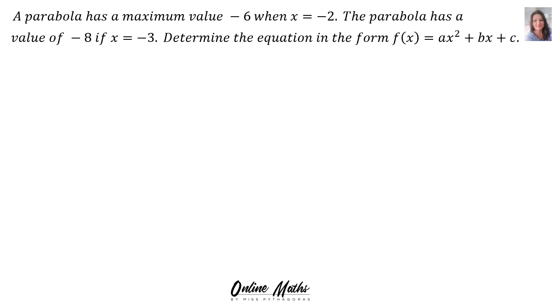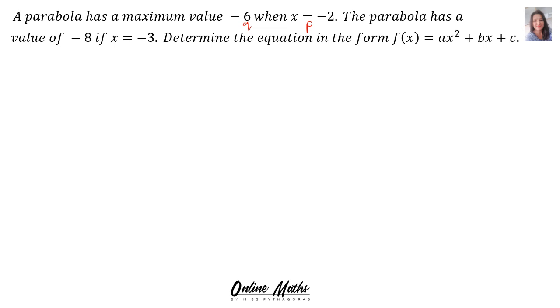Now the question reads, a parabola has a maximum value minus 6 when x is equal to minus 2. Now that translates to this is a turning point because a maximum value is the y of the turning point. So in fact, that is your q value. And then when they say when x is minus 2, that means that's the corresponding x coordinate where the turning point's y coordinate is minus 6.